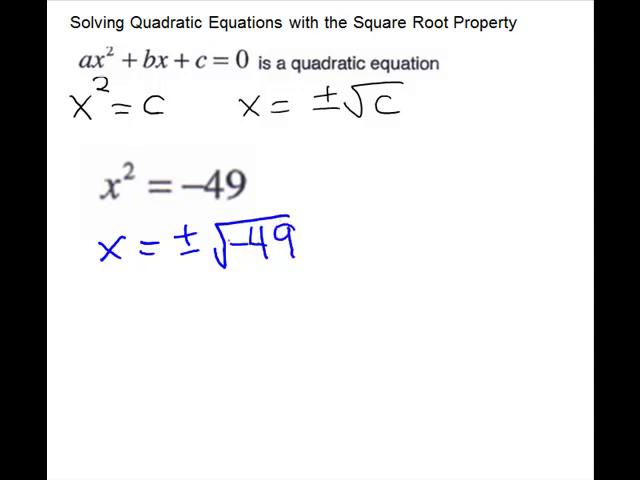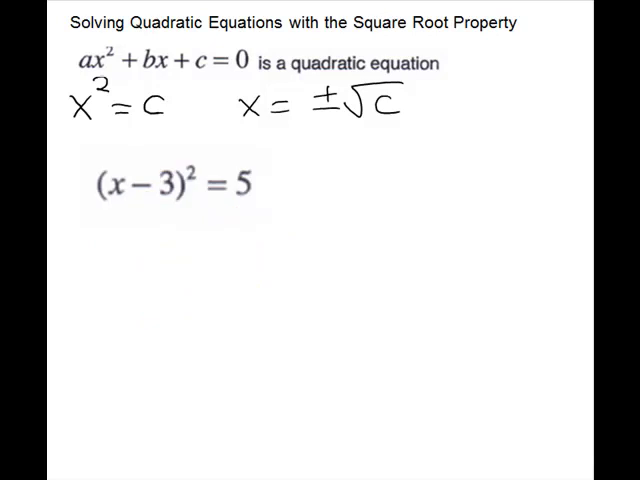Remember, if you have a negative under the square root, that is going to be an imaginary number. So you can take out your i for that negative. Also, 49 is a perfect square. So this is going to be 7i. So x equals plus or minus 7i.